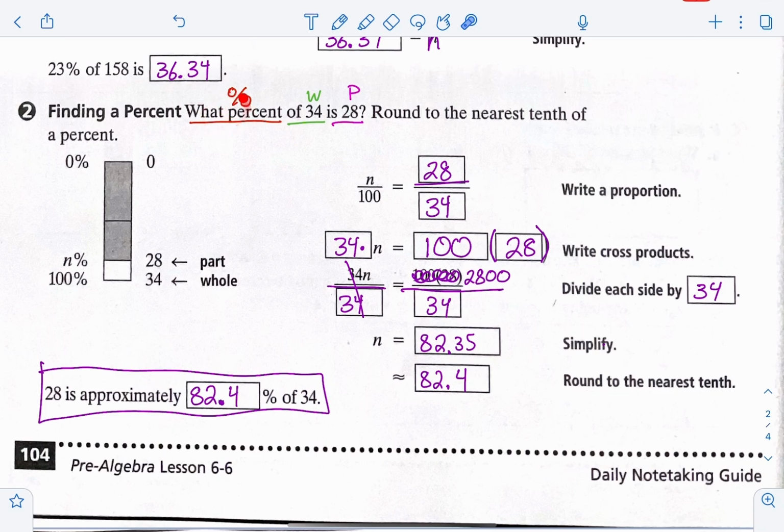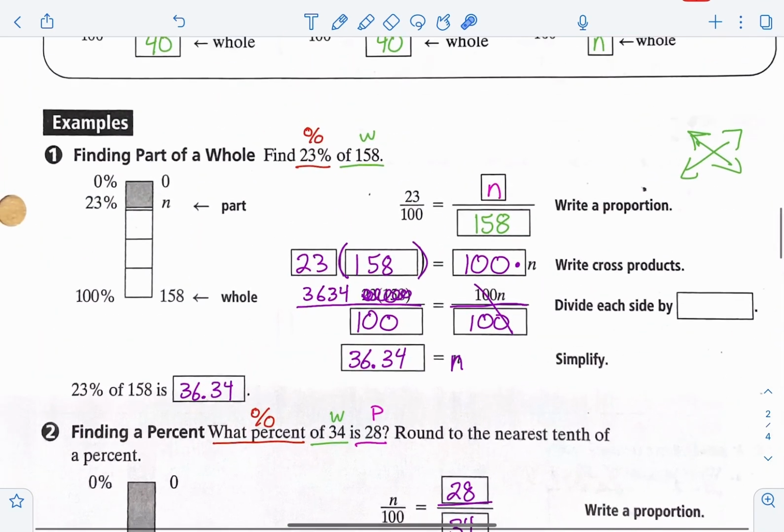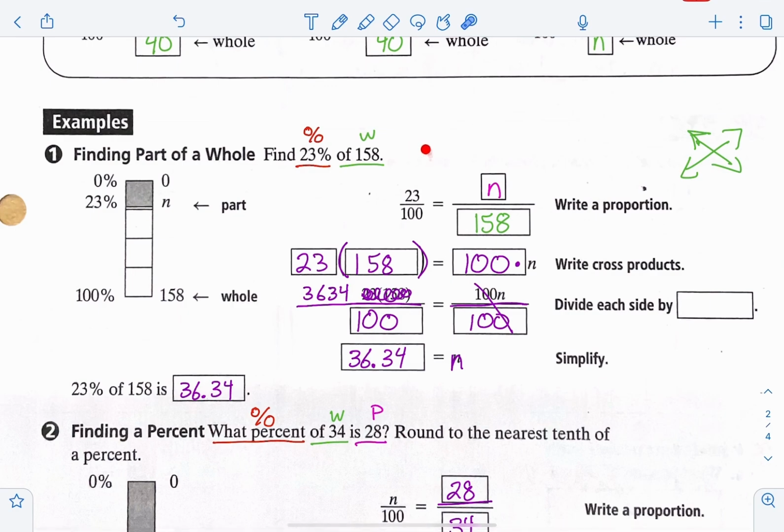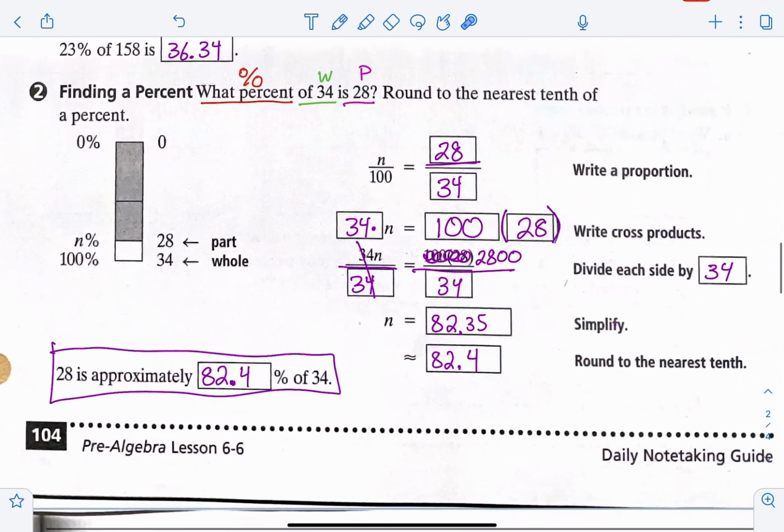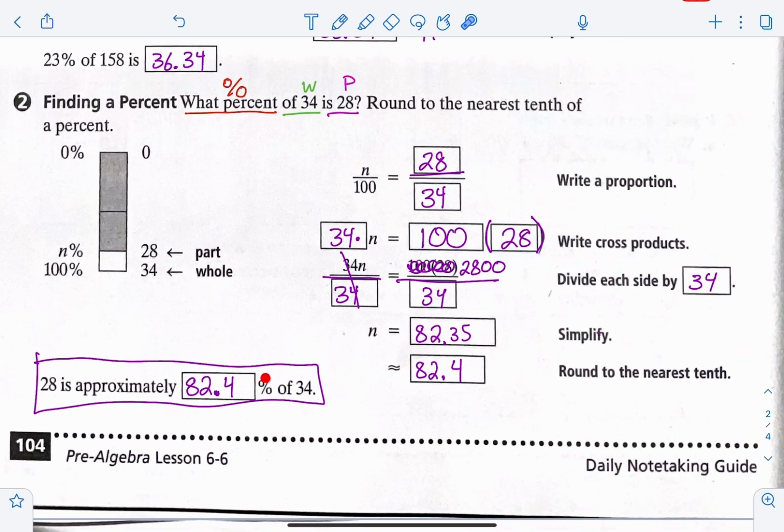Since we were looking for a percent, we have that percent symbol. In this one above, we were looking for our part, because we didn't have a part, so there's no percent symbol, because there's already a percent that was being used. So you have to pay attention to what you were solving for to make sure that when you need a percent symbol, you have a percent symbol. So since it was what percent, our answer should include a percent symbol.